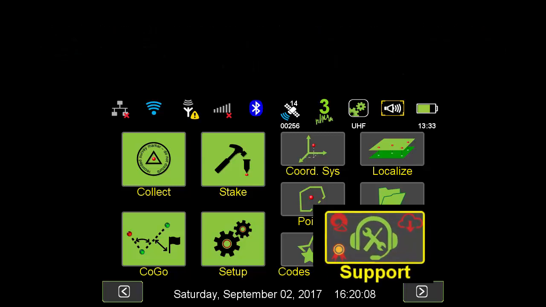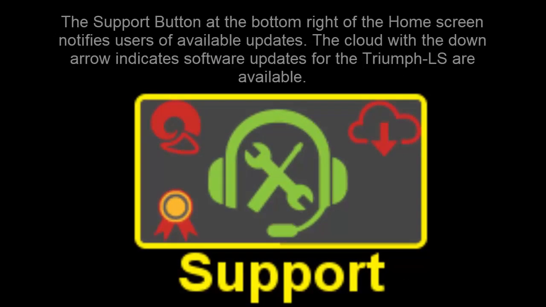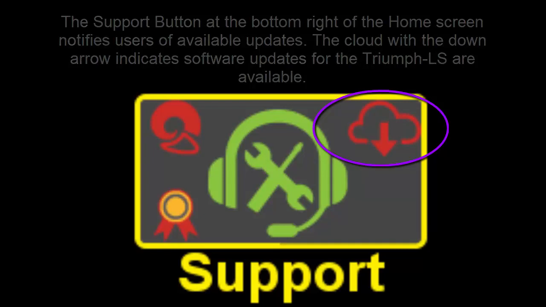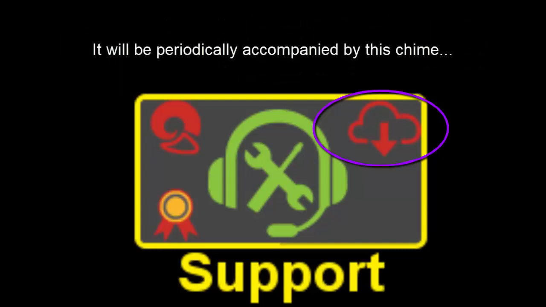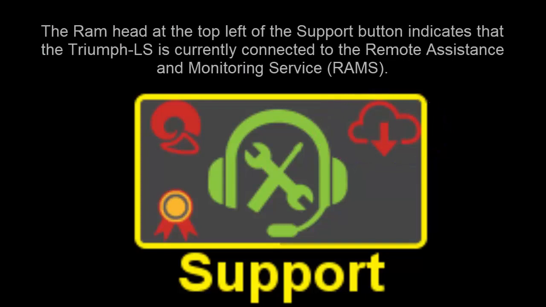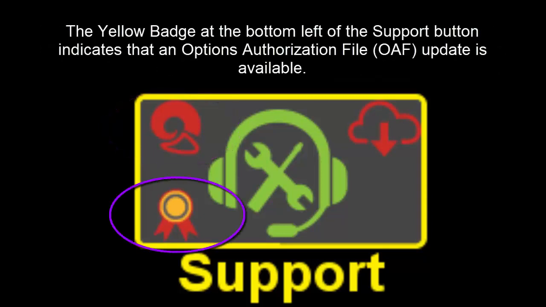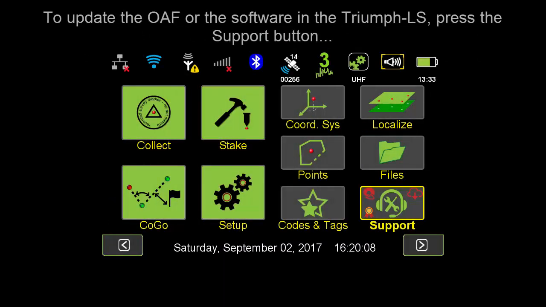The support button on the bottom right of the home screen indicates when updates are available. The cloud with the down arrow indicates that there is software available. It will also be accompanied by the chime that you just heard. The RAM head at the top left of the support button indicates that the Triumph LS is connected to the Remote Assistance and Monitoring Service, RAMS. And then the yellow badge at the bottom left corner indicates that there is an options authorization file update available.